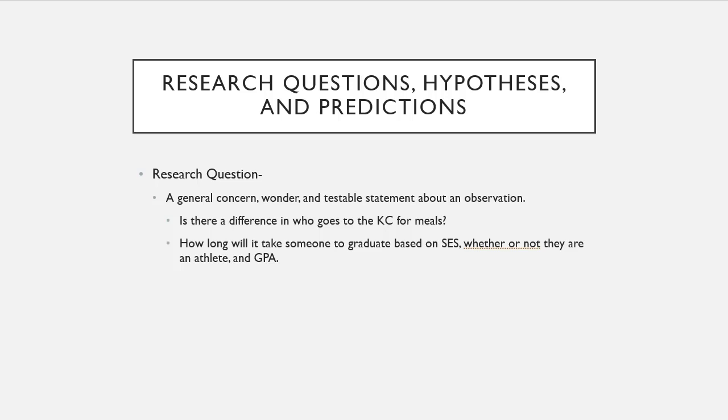Another research question could be, how long will it take someone to graduate based on their socioeconomic status, whether or not they are an athlete, and GPA? So we could take a look at those three factors: socioeconomic status, their status as an athlete, and their GPA, and we could determine if people are likely to graduate in a certain period of time based on what their answers are to those other questions. So those are general research questions.